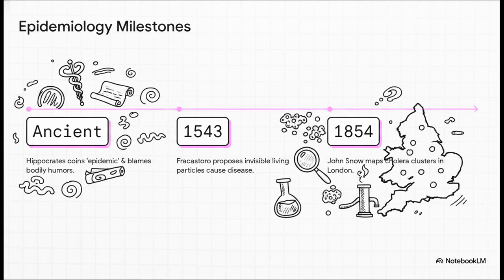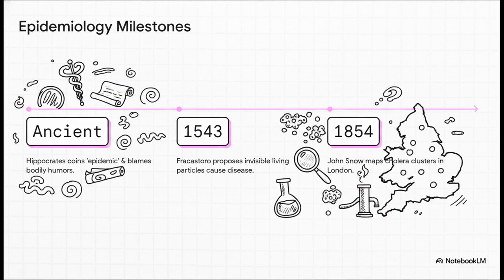Moving on to Section 2, History of the Hunt. To really appreciate this science, we kind of need to look back at how it started. In ancient Greece, Hippocrates actually coined the term epidemic, but he blamed sickness on a weird imbalance of bodily humors. Fast forward to 1543, and an Italian doctor named Girolamo Fracastoro throws out this radical idea: invisible living particles cause disease. This was wild at the time, pushing back against the popular idea of toxic air, or miasma.